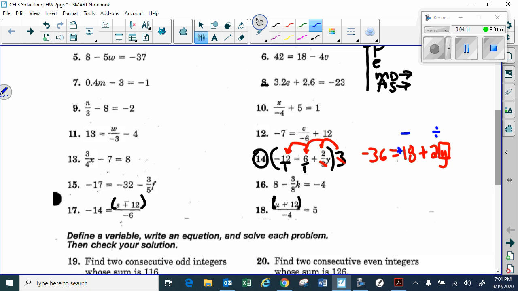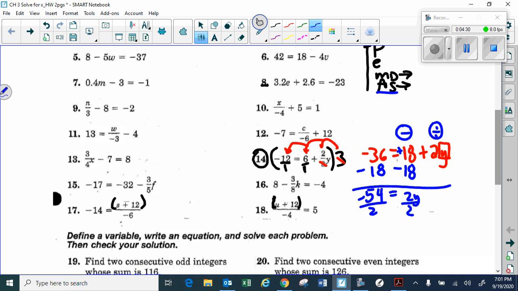Okay, so do we have any adding and subtracting? Yes, we do. We have a subtract 18 across right here. So we do that first. Reverse PEMDAS. So I'm left with 2y equals negative 54. And last step, I do my division. Divide by 2 on both sides. And y equals negative 27. And there's my answer. Okay.